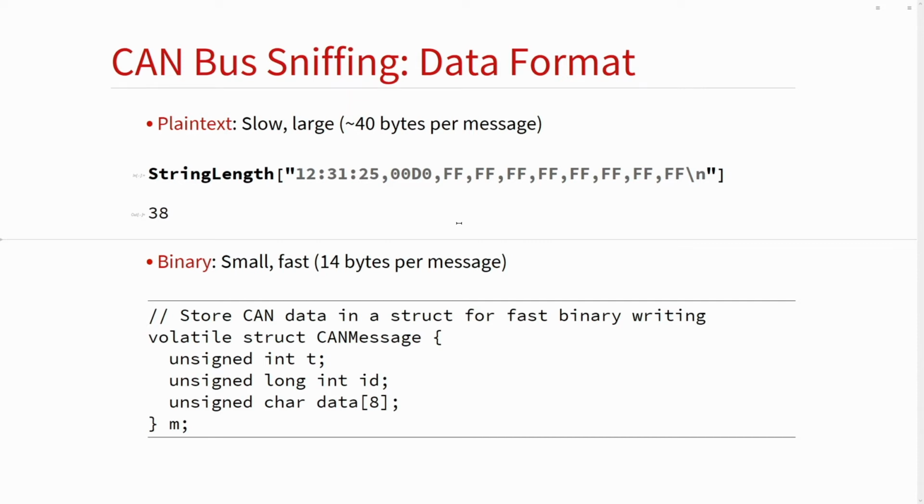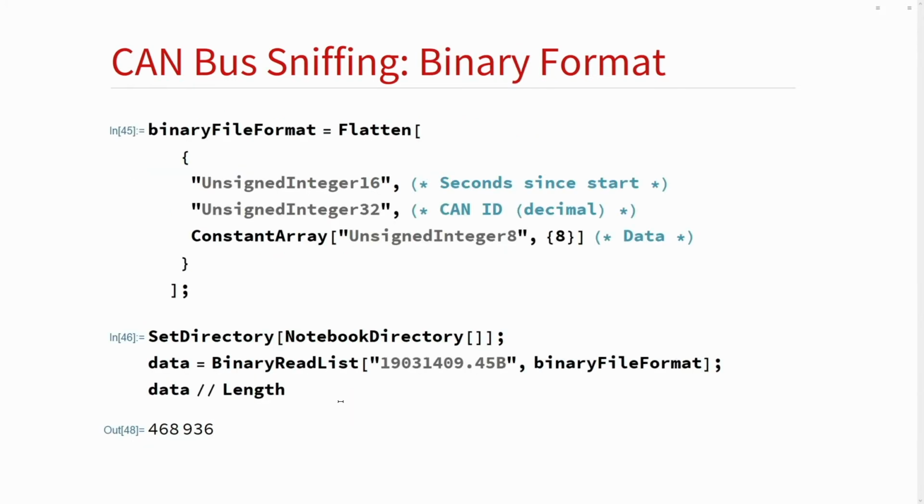So with a little bit of work, here's some C code that you can kind of see here. Basically, I store it all in a struct, and I keep track of just the number of seconds, and then I just store the ID and the actual data directly there. And so it's much smaller. It's only 14 bytes as opposed to when I was using about 40 before, which is a big difference when you're talking about really fast systems.